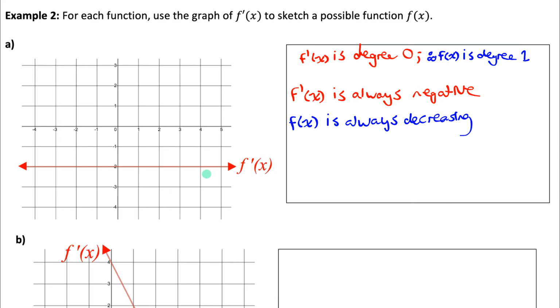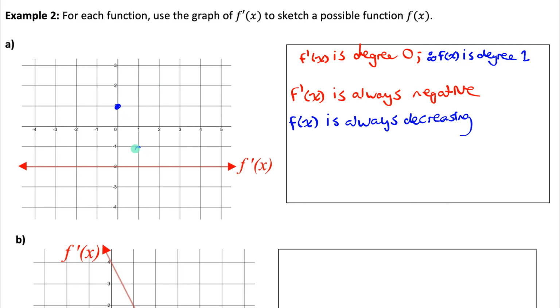And I could be a little more specific. It's always decreasing at a rate of negative 2, because that's the value of the derivative. It's always negative 2. And the value of the derivative tells us the slope of the original function. So I need to draw some linear function that has a slope of negative 2. And it doesn't matter where the y-intercept goes. I'll just put it right here.